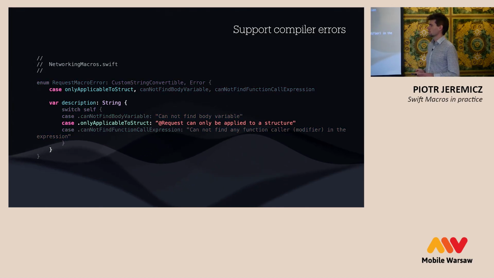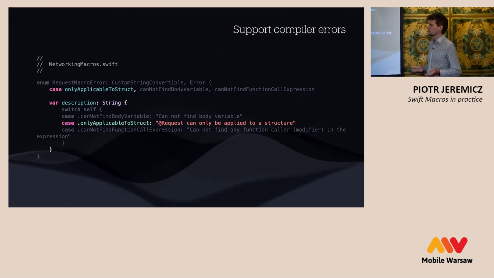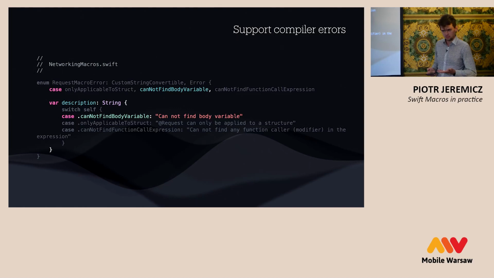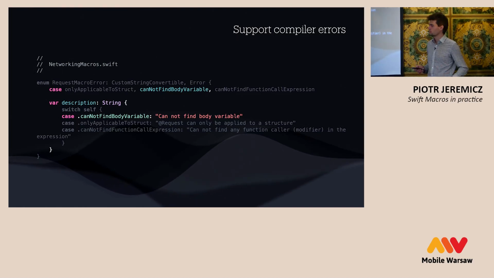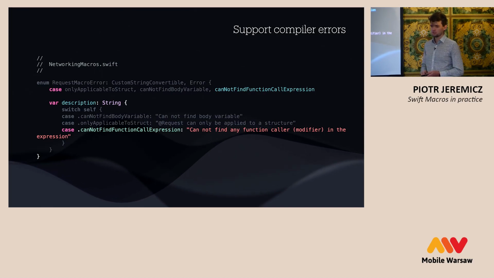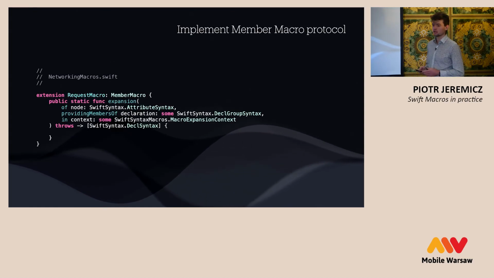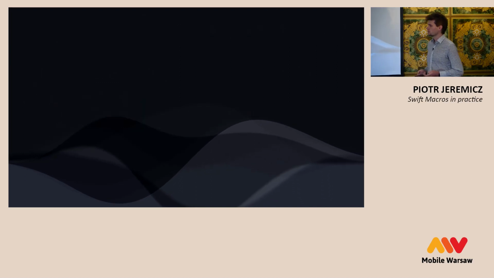is that this request macro will be only applied to the structure. The second one is that I would like to find a body that contains the declaration of the request. At the end, of course, each declaration of the request should have its own modifiers, so function callers. If those things do not appear in the code, the macro will not work. And again, we are using the member macro protocol that will provide us the function.